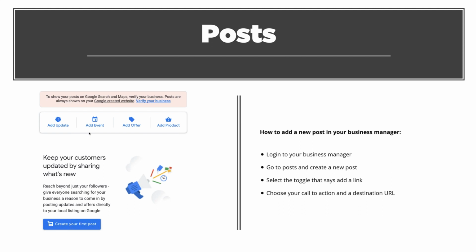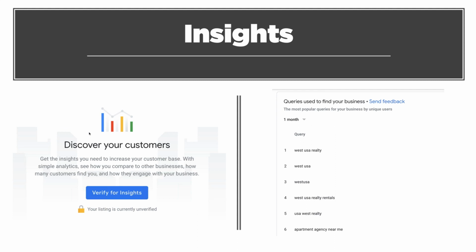So how to post to the business manager: we'll log into business manager, go to the posts, and we'll show you how to create one. And then you can add a link in. So if you've got an MLS listing or you want to take them to your social media, what's really neat is you can add a call to action and then drop in a destination URL.